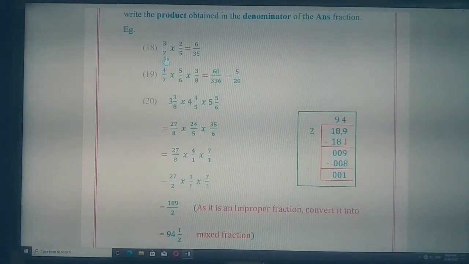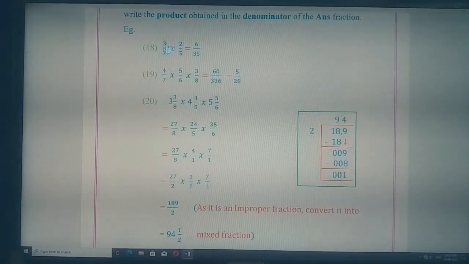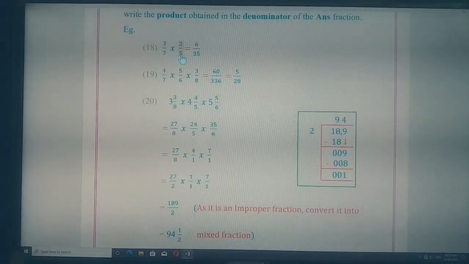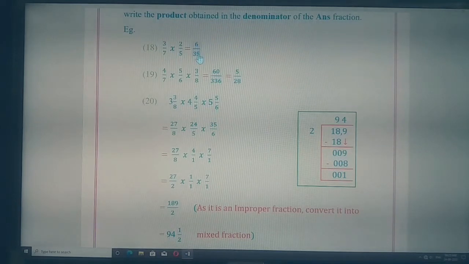The 18th example: 3 upon 7 multiplied by 2 upon 5. So here the numerator 3 has to be multiplied with 2. 3 2s are 6. Similarly, only the denominator has to be multiplied with the denominator of the next fraction. So 7 has to be multiplied with 5. 7 5s are 35. So the answer will be 6 upon 35.